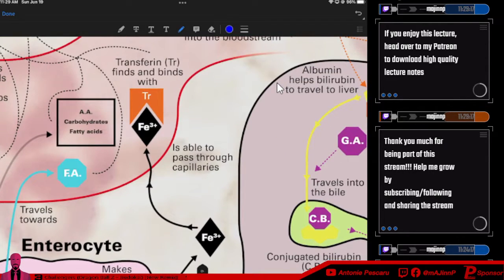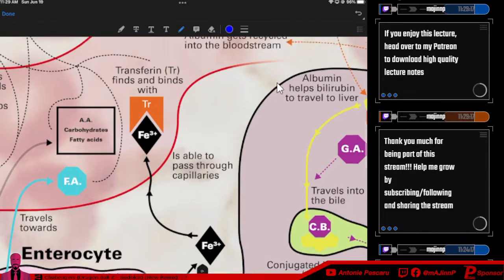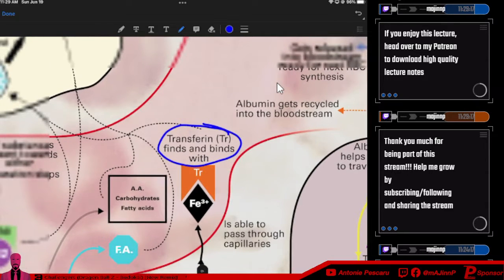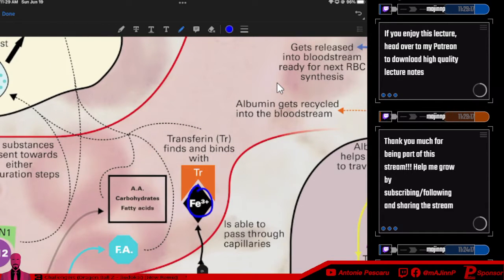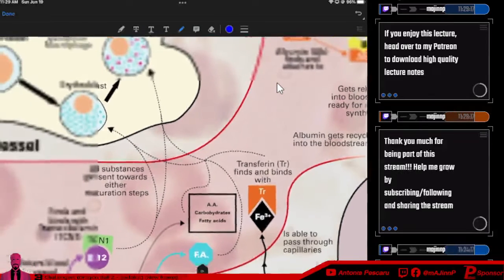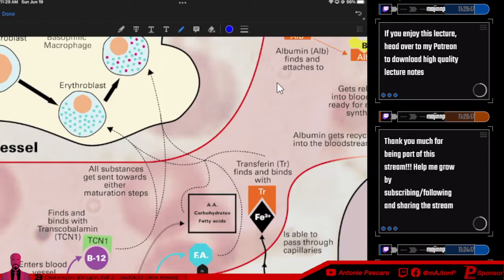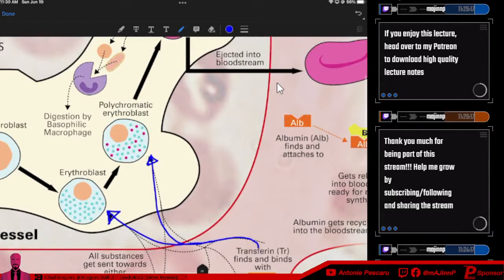So once your iron 3+ goes in size and passes into the capillaries, it binds on with transferrin. And transferrin is going to help the iron 3+ for the Heme Group, where it goes back again inside either two pathways for the maturation of both of either the polychromatic erythroblast or the erythroblast itself.